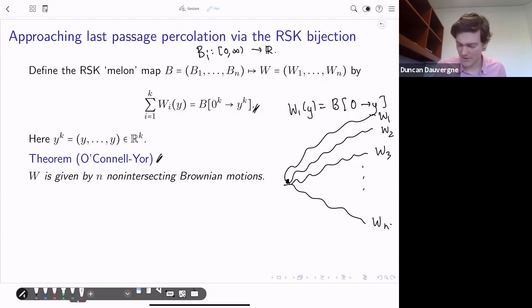The other thing I'll mention here is that I said this is an RSK bijection. What turns out to be true is that almost surely, if I give you this W, then you can go back and construct what your original Brownian motions were. It's not deterministic at this level because I somehow lost a little bit of information, but you can still go back almost surely.